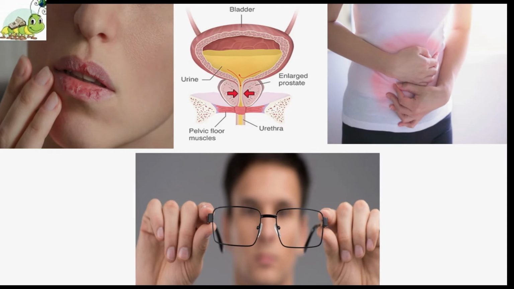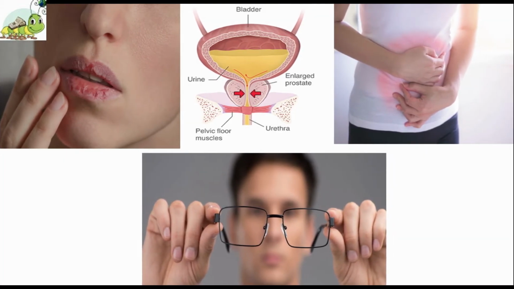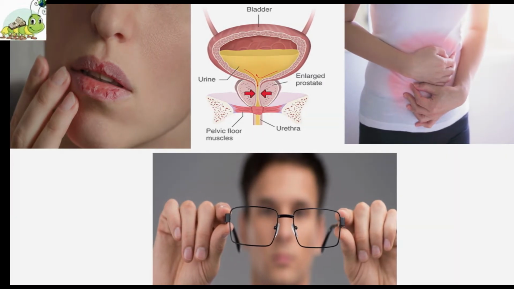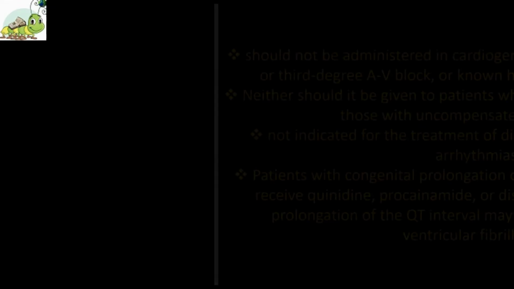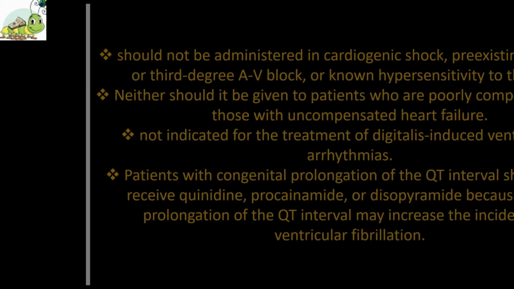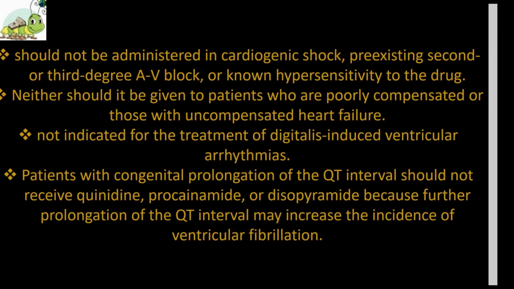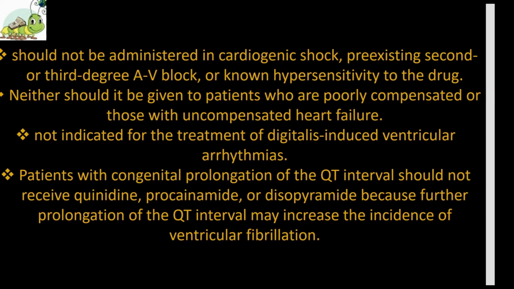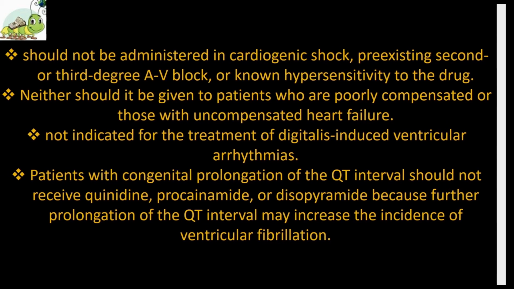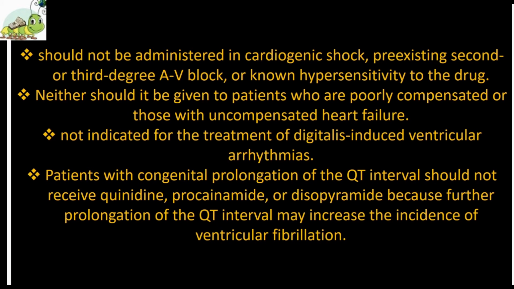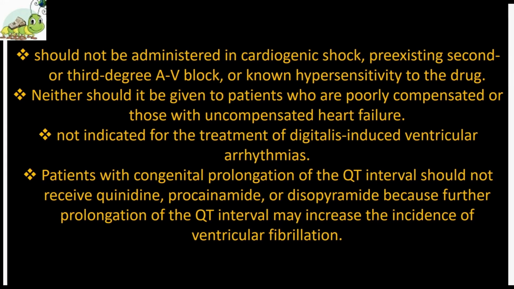Then what's the adverse effect? Adverse effects of disopyramide show anticholinergic activity, for example dry mouth, urinary retention, blurred vision and constipation. The contraindications. Disopyramide should not be administered in hypersensitivity to the drug. Neither should it be given to patients who are poorly compensated or those with uncompensated heart failure or severe hypotension.